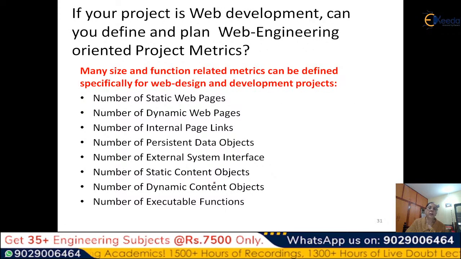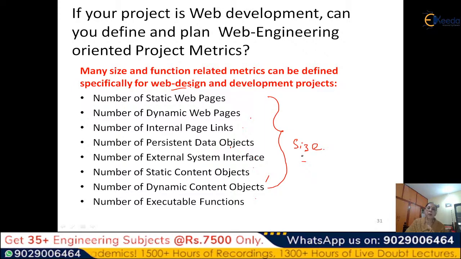Similarly, if you are doing a web engineering project, then you will look for web oriented metrics, because other things will not help. Just like there you are doing OOAD, here you are doing web design. So static web pages, dynamic web pages, internal page links, persistent data objects, external system interface, static content objects, dynamic content objects, executable functions. These kinds of things become important, and they are related to the size of the thing, or to the functionality.